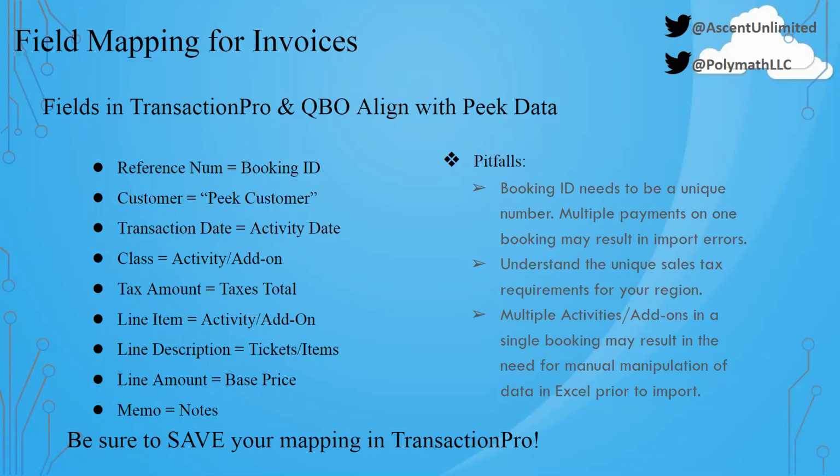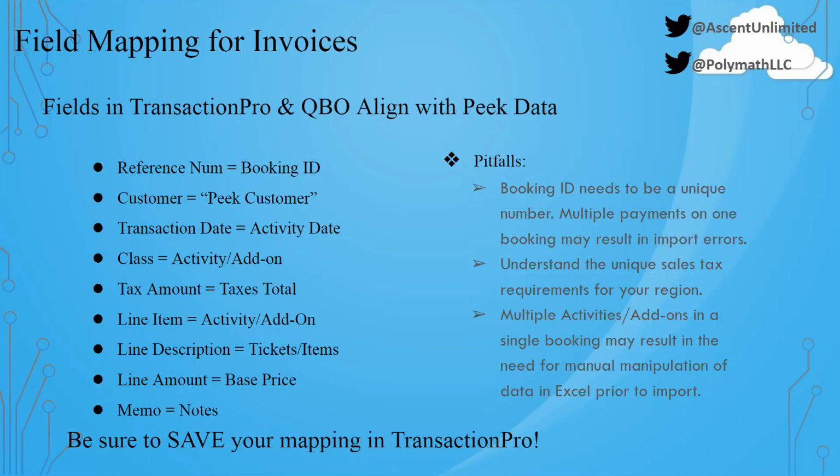The transaction date is set to the activity date, and this is important to ensure that your income is being shown as earned in your books when the tour happens, not when the payment happens. And we'll get into that more in just a bit when we get into the reports in QuickBooks. You can see that we're using the activity add-on field from Peek for both the line item and the class fields, and this is because these two fields do very different things in QuickBooks. Now, you may decide that you want to organize your classes in QuickBooks slightly different than your items, and that's okay.